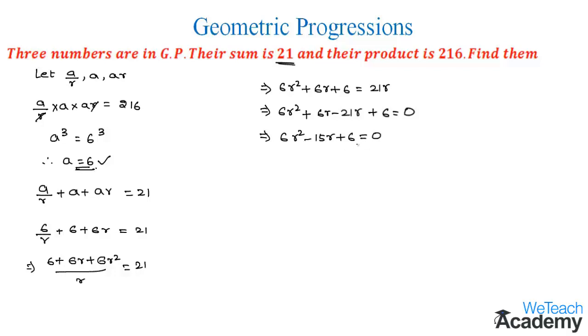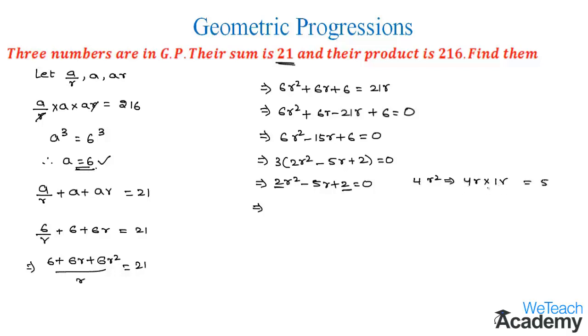From this equation we can take 3 as a common factor. Then what remains in the bracket is 3 into 2r square minus 5r plus 2 is equal to 0. If we transfer 3 to the other side, it becomes 0, and the equation would be in the form of 2r square minus 5r plus 2 is equal to 0. Now let us factorize this equation to get the value of r. On multiplying the coefficient of r square and the constant term, we get 4r square. Here we have the product as 4, and we have the factors of 4 as 4 into 1. If we add 4 and 1, we get 5, which is the coefficient of r.